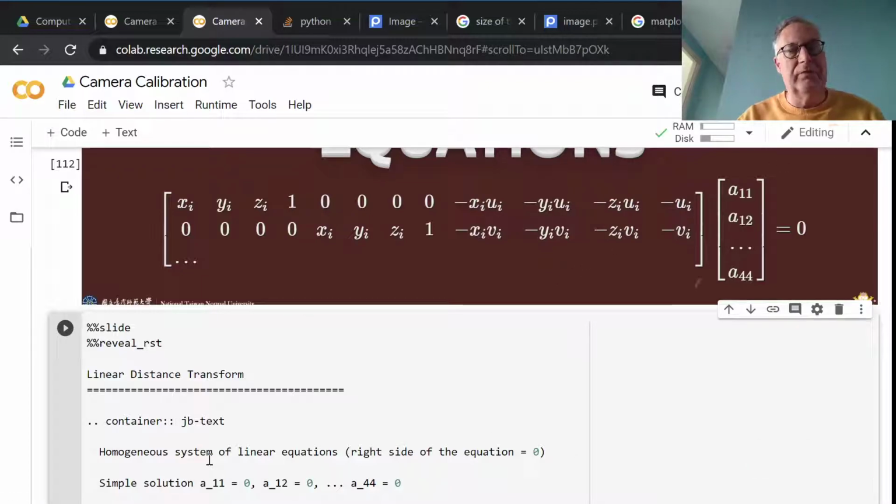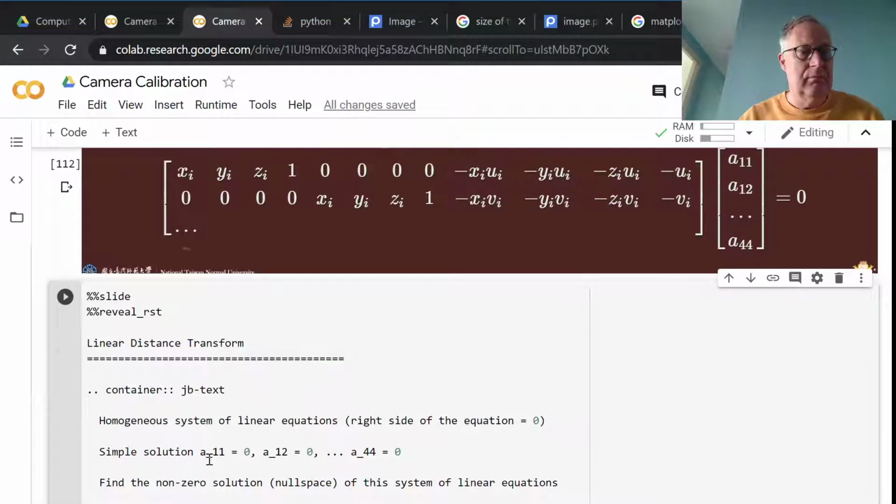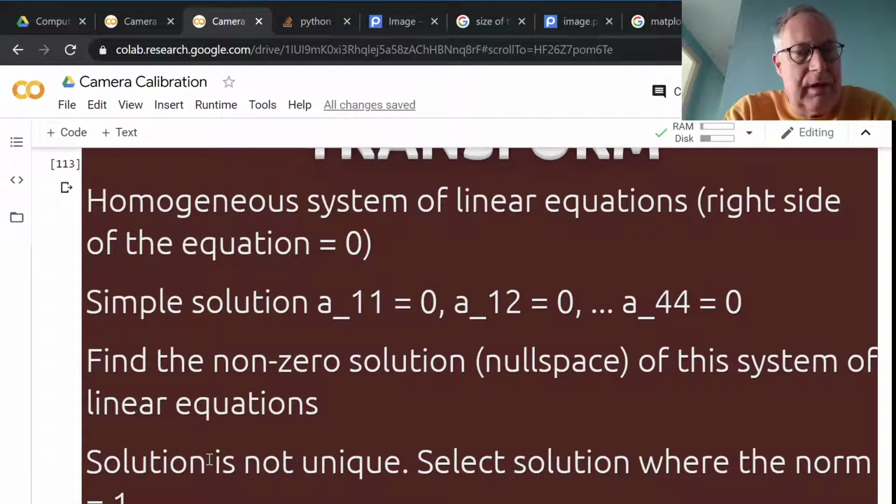So often we select the solution where the norm is equal to 1. And that's out of habit or convenience, basically.